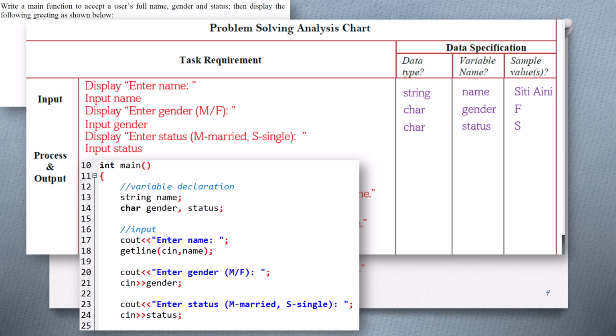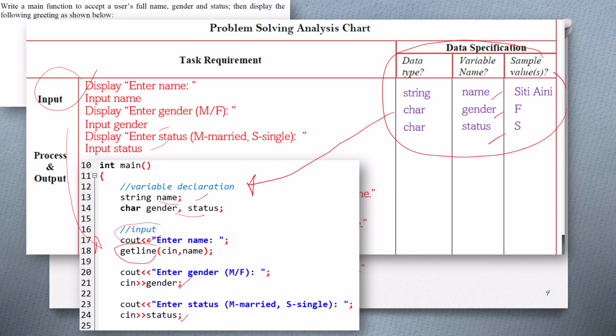You see here, these are the declarations of the variables. The declaration goes here. You have three variables. Next, the input. Here you have to translate the statements. Now getline cin name. Since you are going to get a string, we use the getline function to get the full name, including the white space in between. Next, input gender, cin gender, input status, cin status.